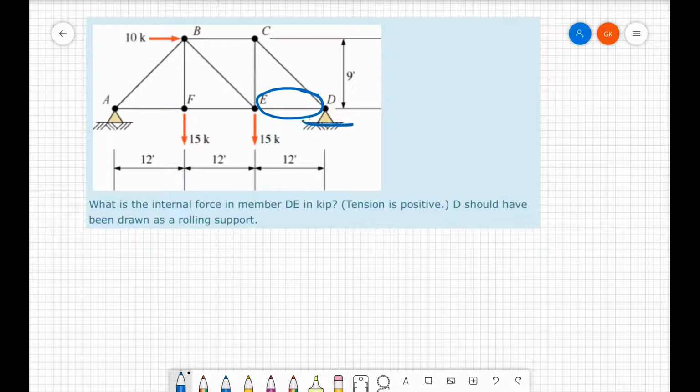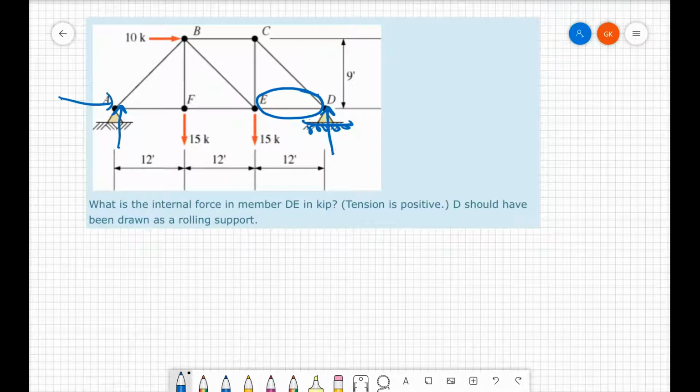One other thing is it notes that this is a rolling support, even though it's not drawn that way. Not a fixed support. It's actually unable to be solved otherwise. So what is the internal force in member DE in kips? Well, let's solve that. So the first thing we do is draw a free body diagram.